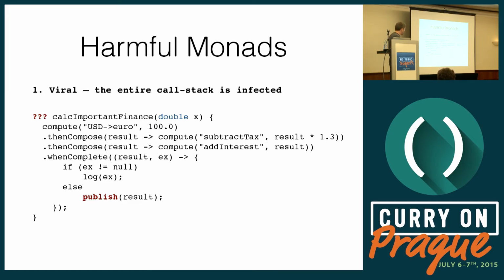First of all, suppose we want to encapsulate this computation in a function as we did before, calcImportantFinance. How do we return the value from calcImportantFinance? We can't extract the value out of the future, out of the monadic value, because it's not there yet. We could block, but that's exactly what we're trying to prevent. So we have two options. We can return the future from the function, or we can call a callback and publish the result. Those are our only two possibilities. If we use a callback, we're back to callbacks. If we return a monadic value, we'll quickly find that the entire call stack, all the way up, is infected with this monadic value. So in Java, we have to use monadic functions everywhere, pure monadic functions.